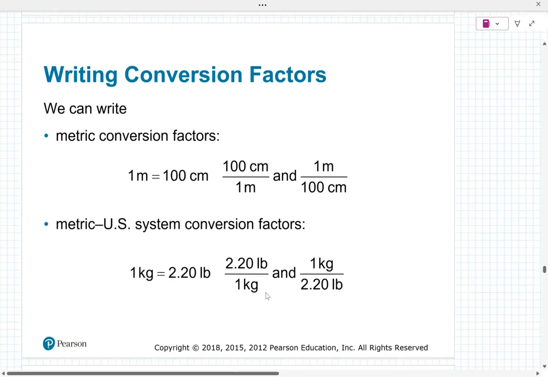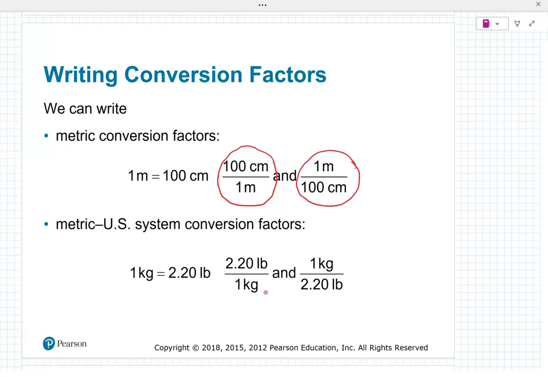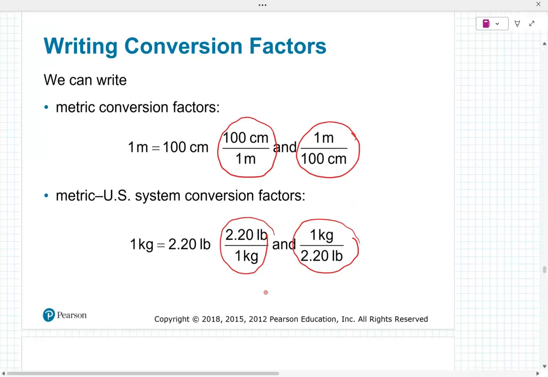And out of the equalities stem the conversion factors. So what does this conversion factor mean? It means that 100 centimeters represent 1 meter. And this conversion factor tells you that 1 meter contains 100 centimeters. Those are fractions. Does that make sense to you? So this is another example of conversion factor. 1 kilogram contains 2.2 pounds, or 2.2 pounds contain 1 kilogram.